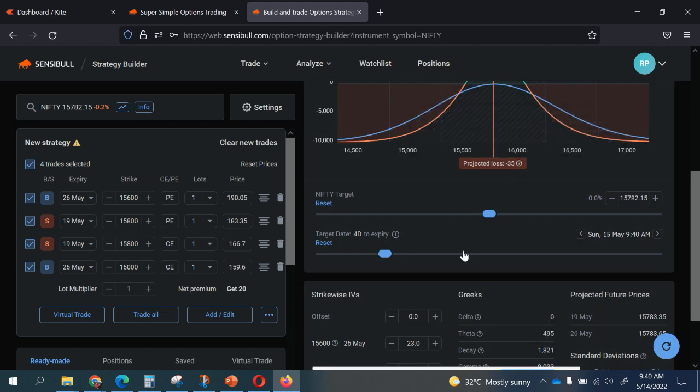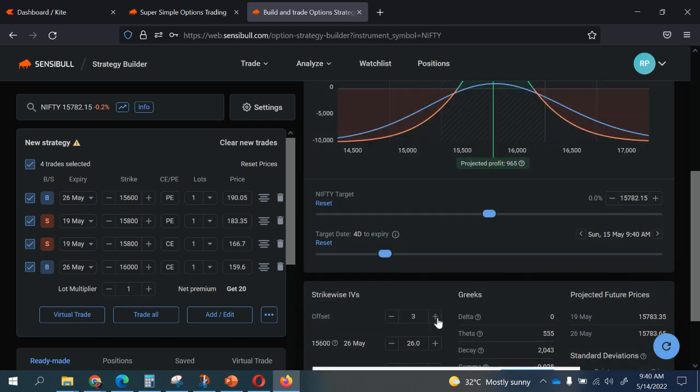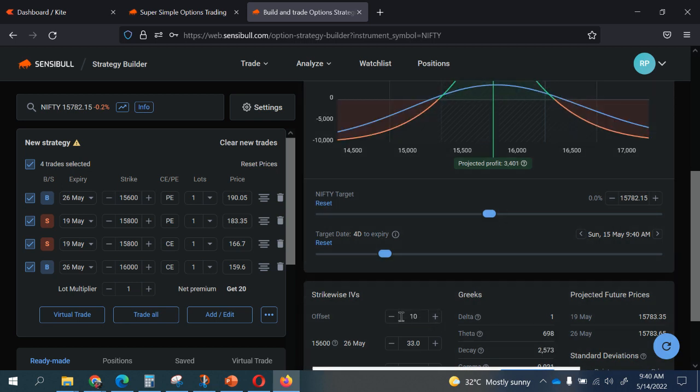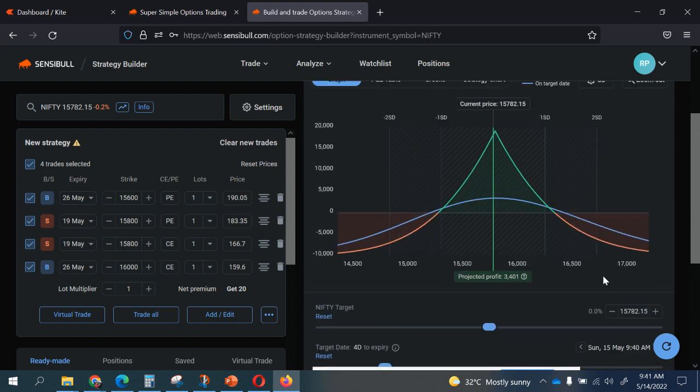If the VIX increases, I'll get it to base state. This is your no cost no rush. If your VIX increases by 10%, see the profit. Whenever the VIX is increasing, your profit will increase like anything, just because of the rising VIX. A 10% move in VIX has given you a profit of 3,400. And whenever the VIX goes up, your market will come down, so that will again increase your profit.